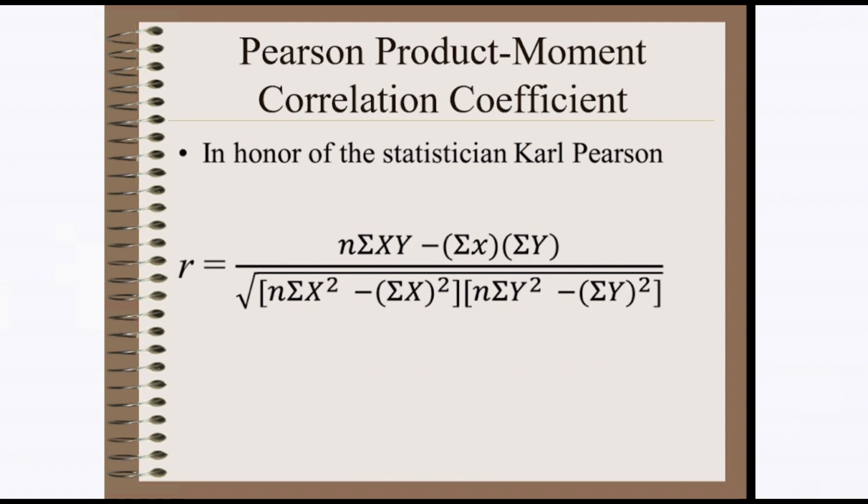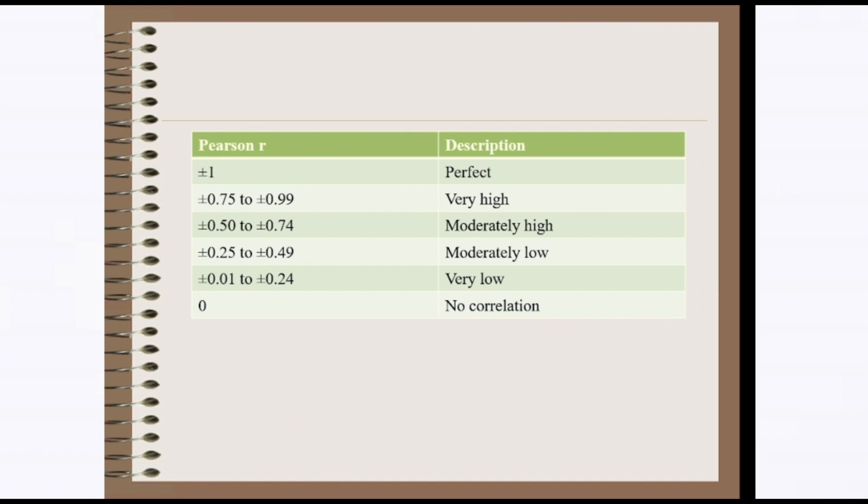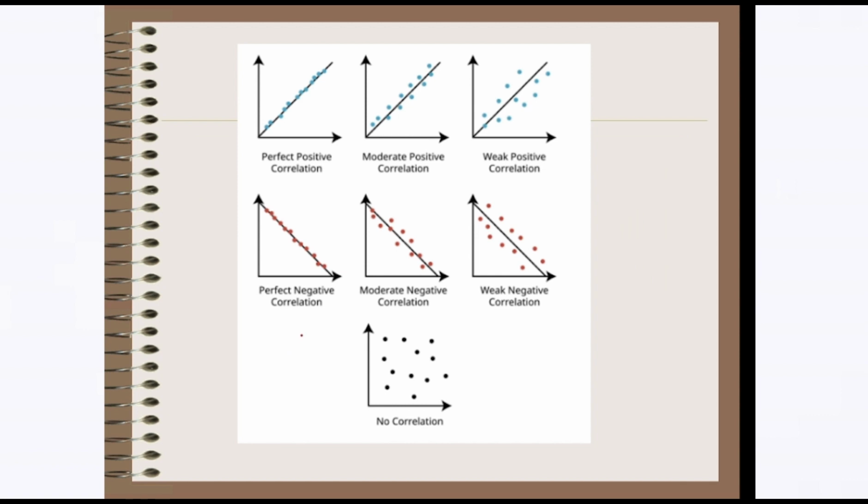The value of the correlation coefficient varies between positive 1 and negative 1. When the value of the correlation coefficient lies around positive or negative 1, then it is said to be a perfect degree of association between the two variables. As the value of the correlation coefficient goes closer to 0, the relationship between the two variables will be weaker. So this information is summarized in these charts.